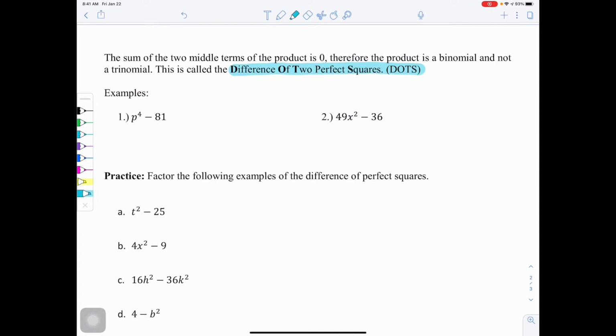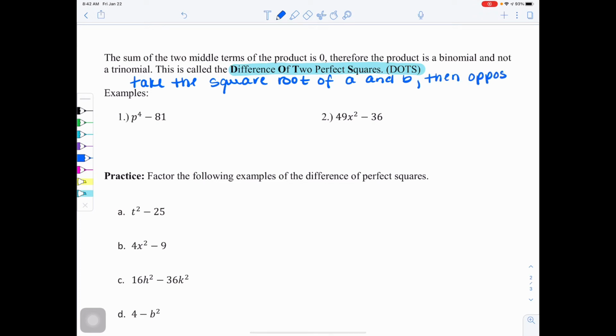Okay, underneath, I would like you to write: take the square root of A and B, and then put opposite signs. So what do I mean by that? Okay, let's look at example number 1.